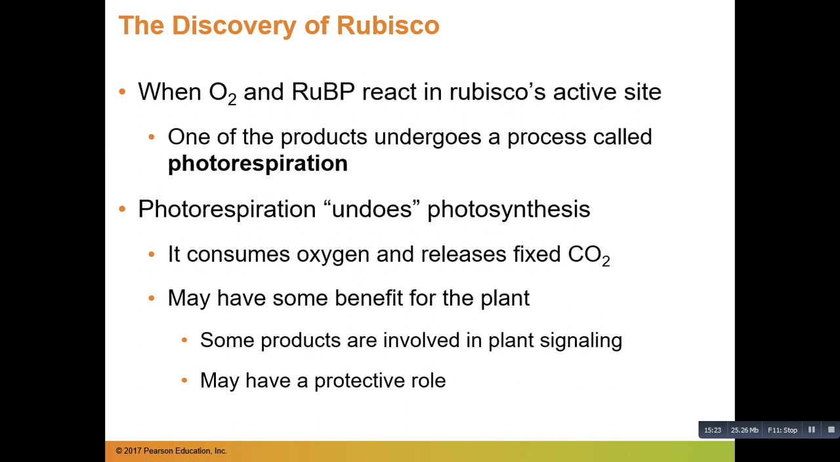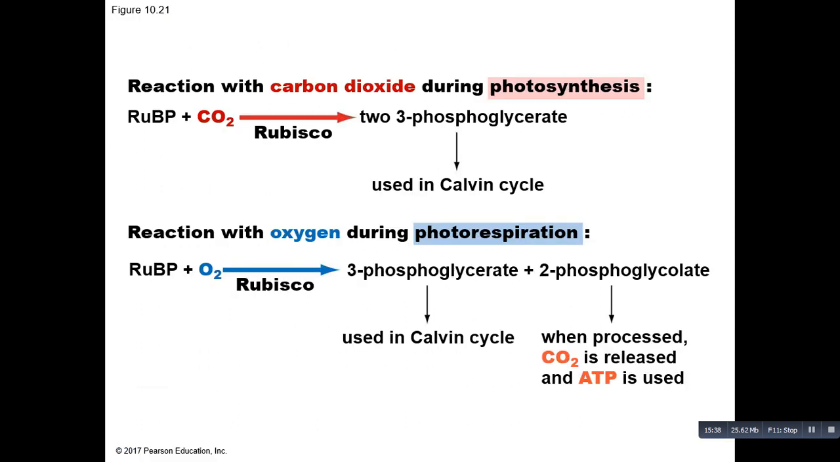Photorespiration can be involved in plant signaling, and it may have a protective role as well. All right, so with our reactions for photosynthesis and photorespiration, we can see the difference here. RuBP and CO2, this is photosynthesis. This specifically is in the Calvin cycle.